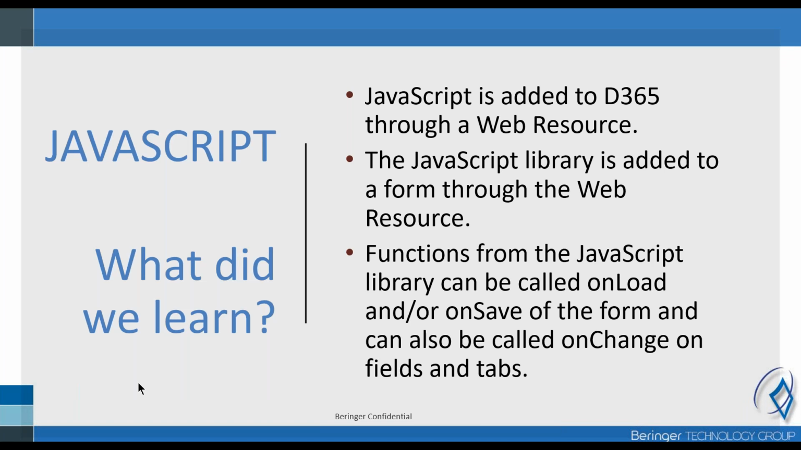So what do we learn? We learned JavaScript is added to Dynamics through a web resource. The JavaScript library is added to a form through the web resource, and functions from the JavaScript library can be called onLoad, onSave of the form, and can also be called onChange of fields and tabs.